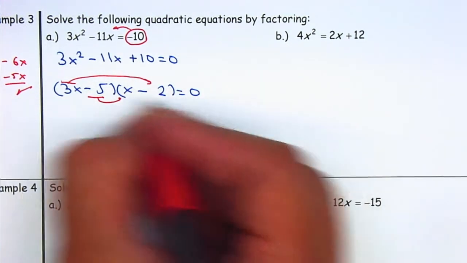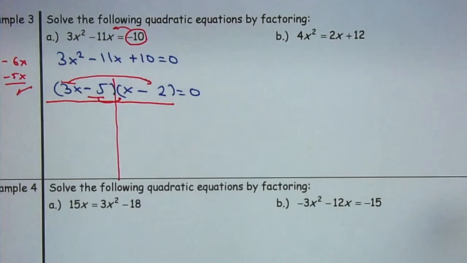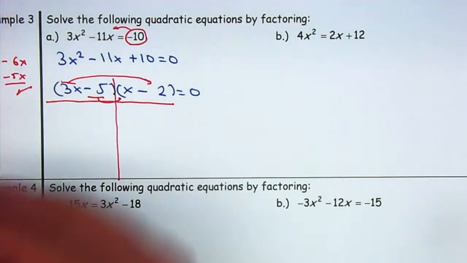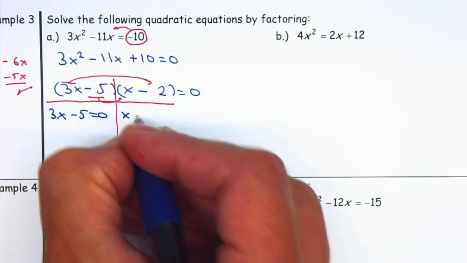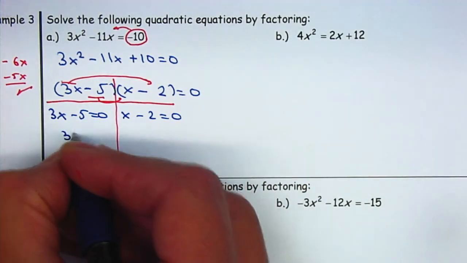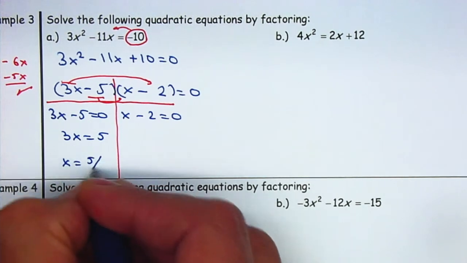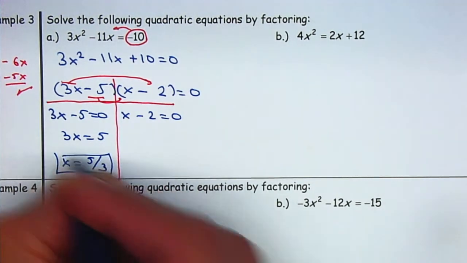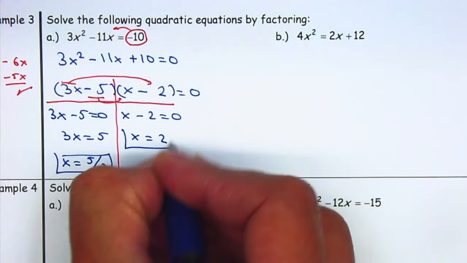Now, because it's equal to 0, I can make my zero product property or my t-chart. That means that 3x minus 5 equals 0 or x minus 2 equals 0. I'm going to move my 5 to the right, it becomes a positive 5. Divide by 3, x is equal to 5 over 3. That's my first solution. I'm going to move my 2 to the right, it becomes a positive 2, and that is my second solution.